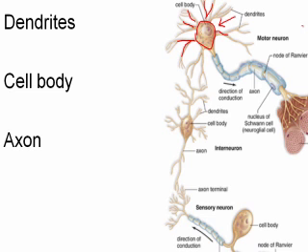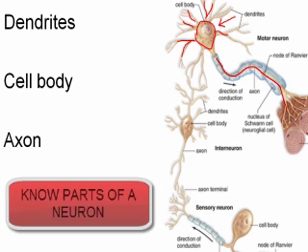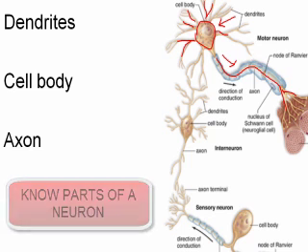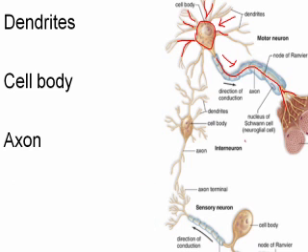And then there is a long extension called an axon, and the axon is the transmitter. So normally this is going to conduct a nerve impulse away from the cell body, and that axon will contact another cell, be it another neuron or a muscle or a gland.